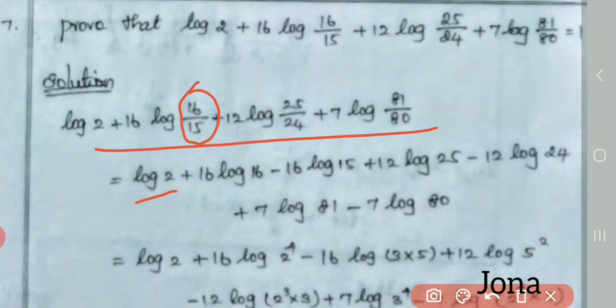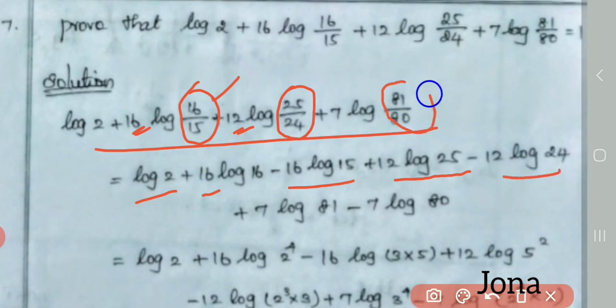So I can write in that form. Keep log 2 as it is. Then the log 16 by 15 can be written as log 16 minus log 15. Here 16 is the common thing, so write 16 log 16 minus 16 log 15. And here this 25 by 24 can be written as log 25 minus log 24. Here we have 12, so multiply with this. So I can write 12 log 25 minus 12 log 24.